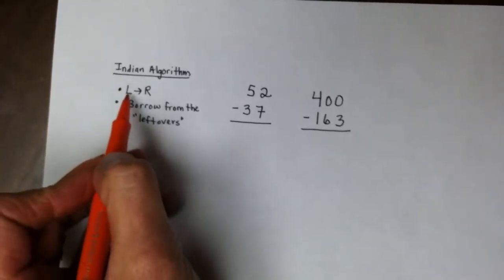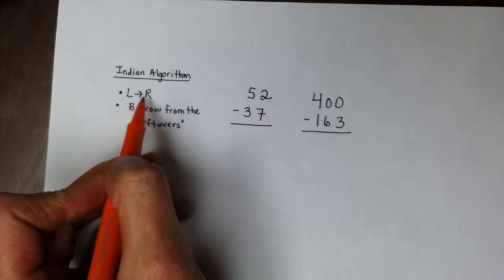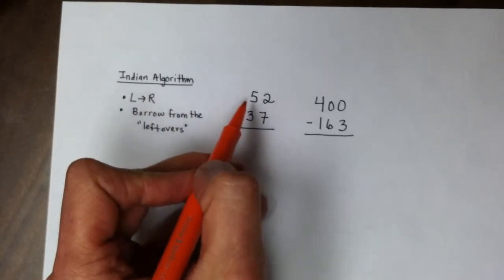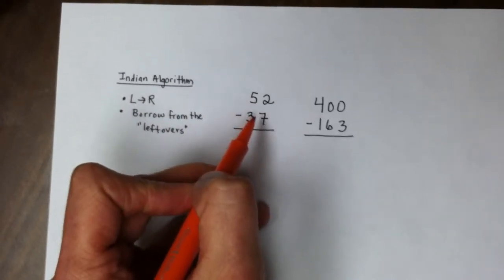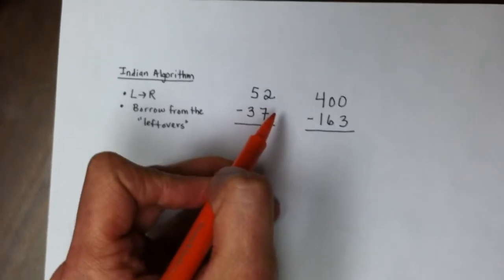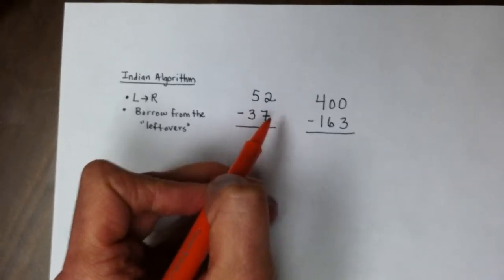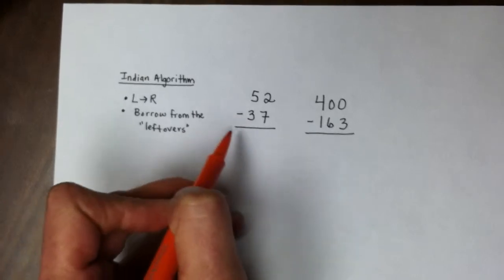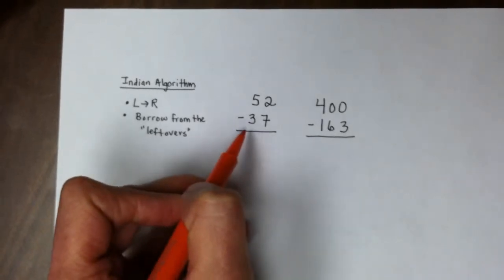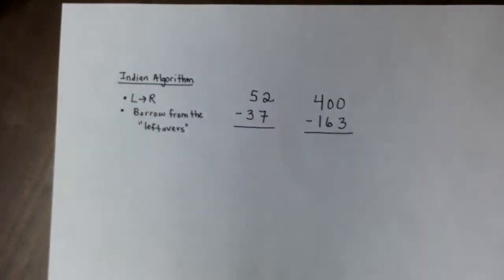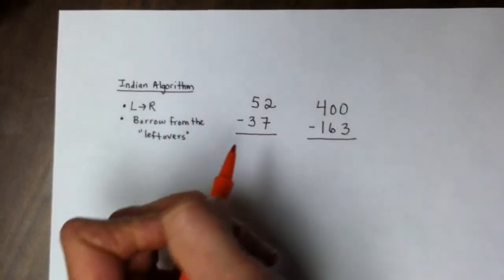One of the main differences is that we subtract from left to right. So I'm going to begin with the largest place value and make my way to the right as I subtract. The second difference comes in the borrowing process. We're actually going to borrow from the remaining leftovers after the subtraction is performed. So let's see this algorithm in action.